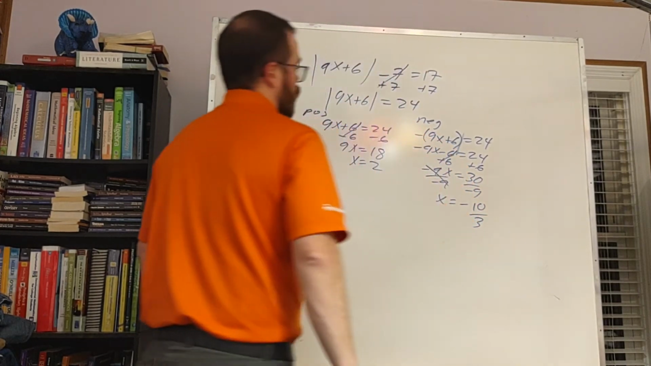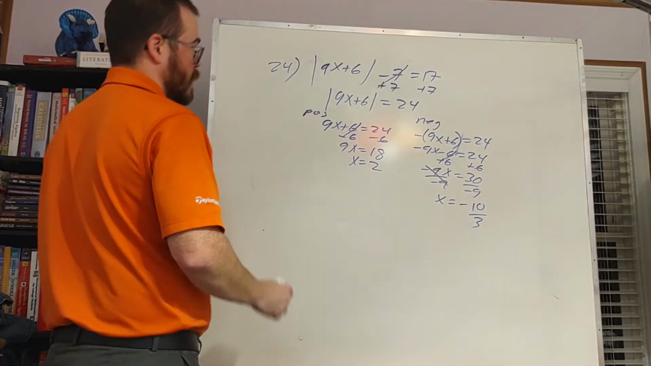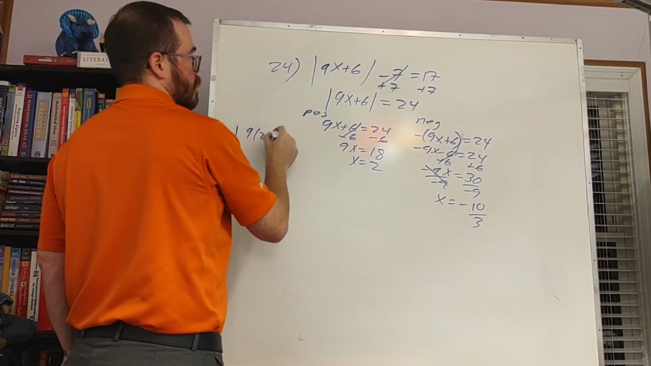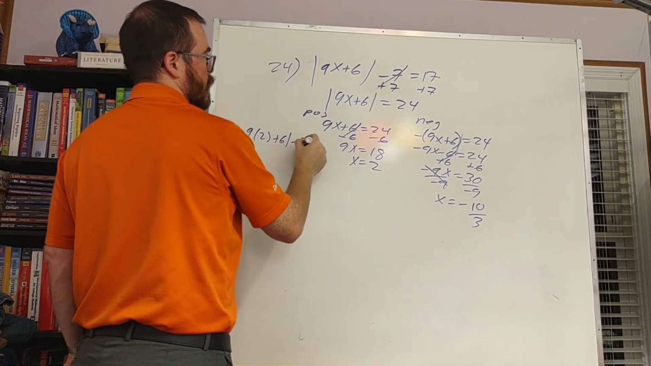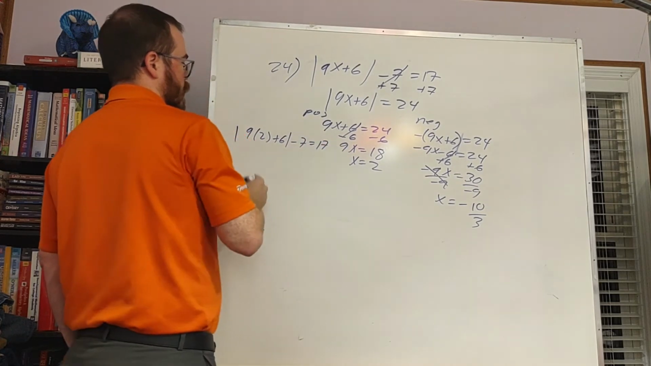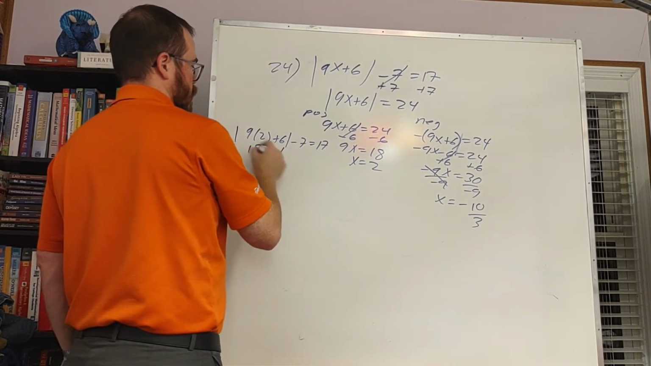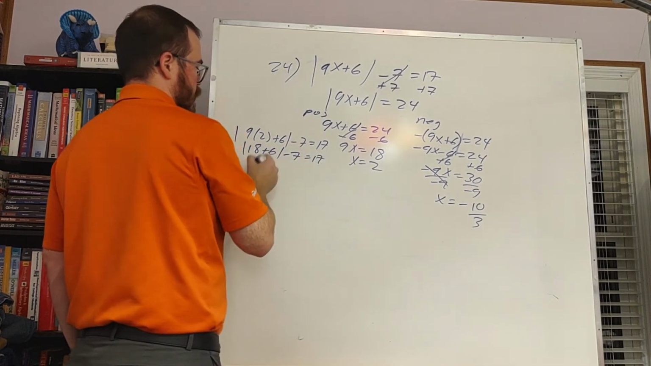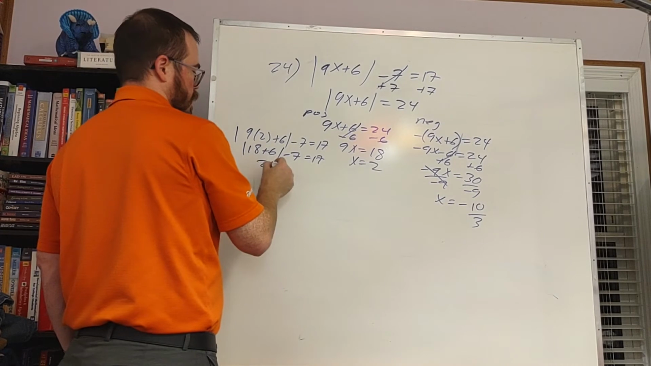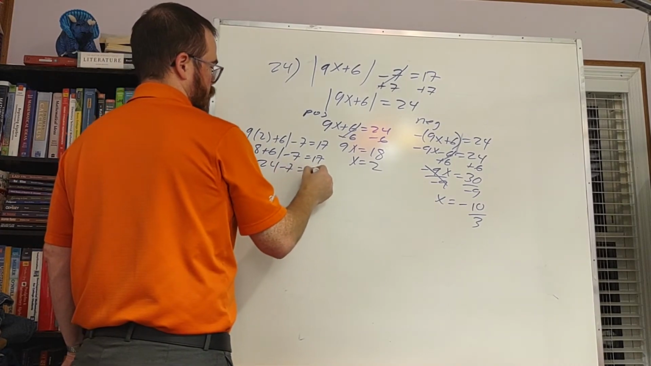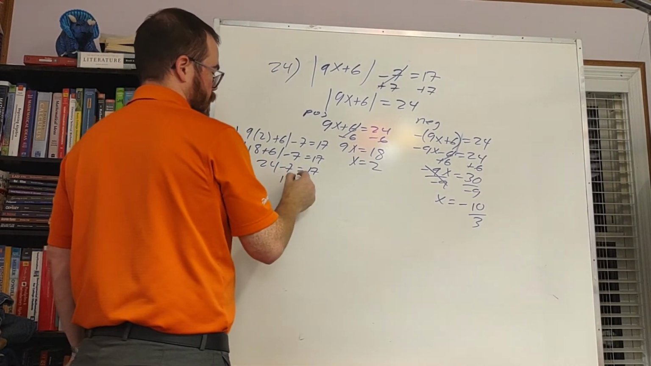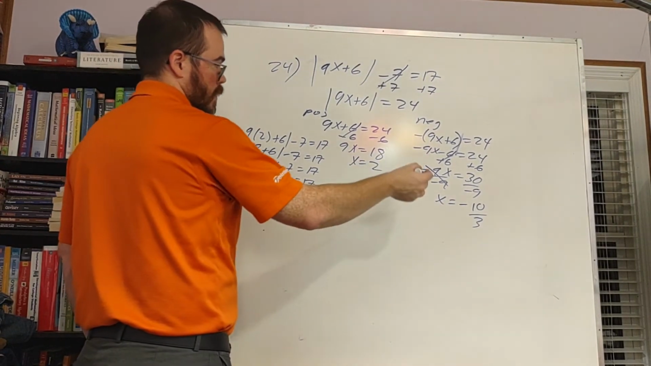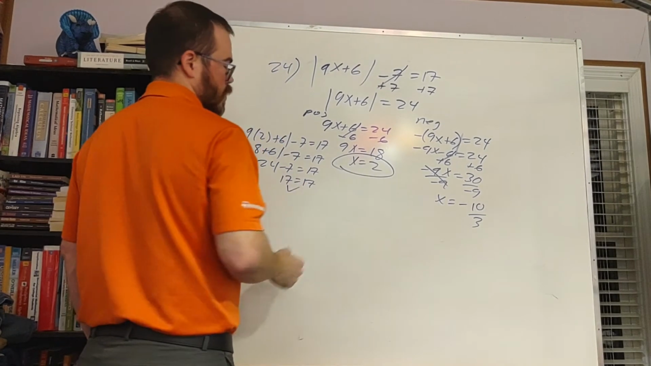Okay, so we want to test both of these. If we plug in 2 over here, we've got 9 times 2 plus 6 minus 7 equals 17. So 18 plus 6, and then we're going to see if we get 17 out of this. Absolute value of 24 is 24. 24 minus 7 is 17. So we're like, yep, that one works. Yeah, this one's good, 2 works.